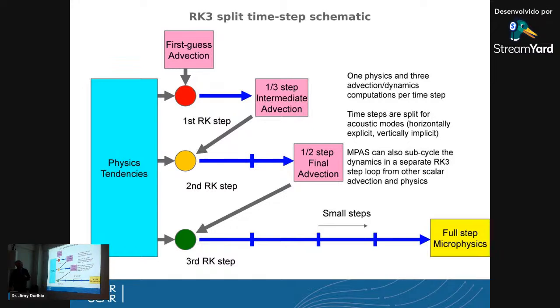The things that change in these steps are basically the variable itself and some of the Coriolis terms, etc. And then within the time step, we also have these small steps for the sound wave modes, where we update the velocities and pressure. And then at the end of the time step, we finally do the microphysics.